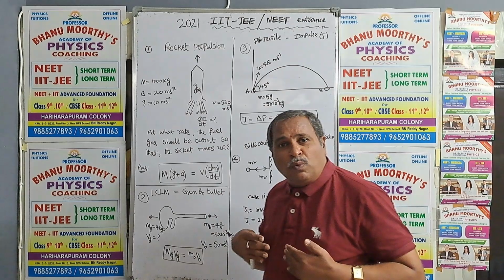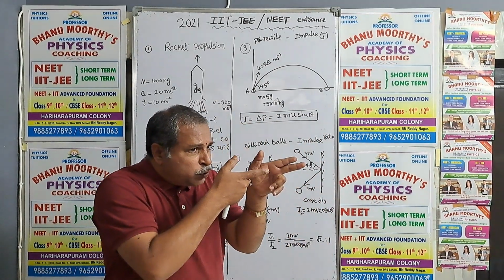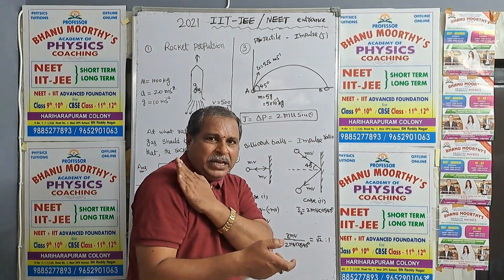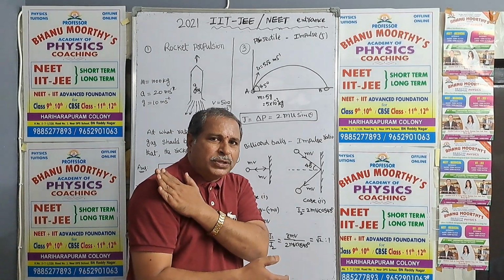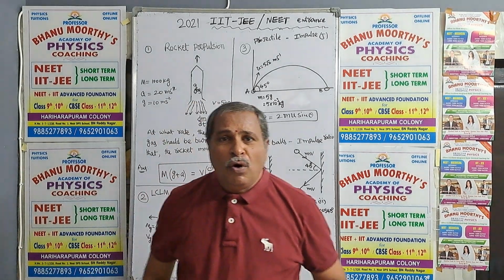Okay, now as a result, what happens when the bullet moves forward? Barrel of the gun recoils back and pushes our arm with great force. So that is reactional force.